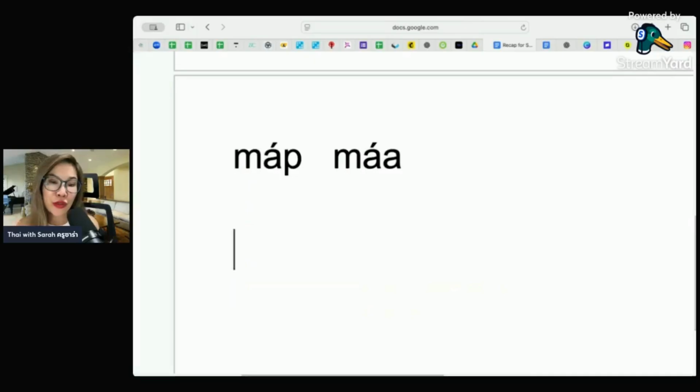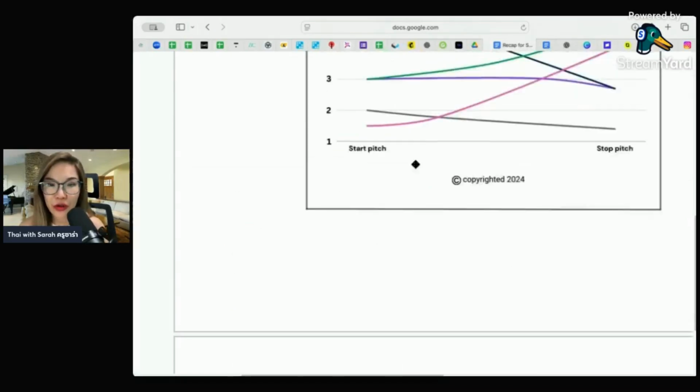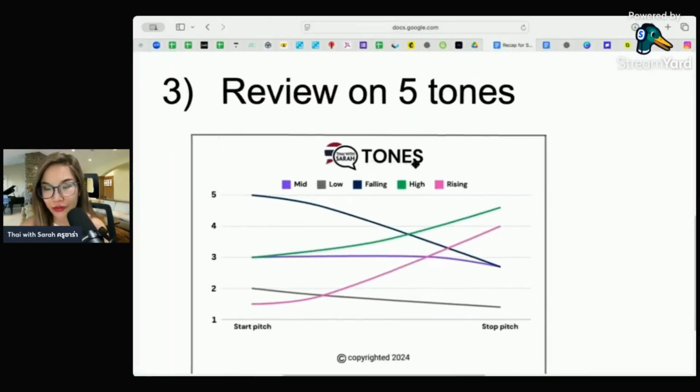So you can use that trick. Mop, mop, ma. So you can use that trick. Okay, all right, so next one.